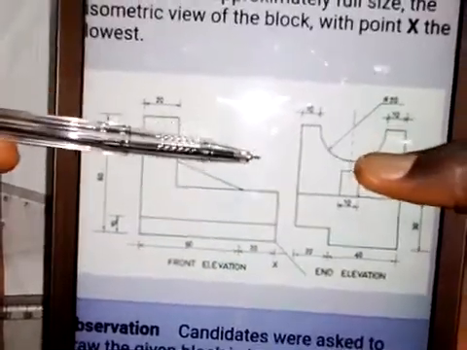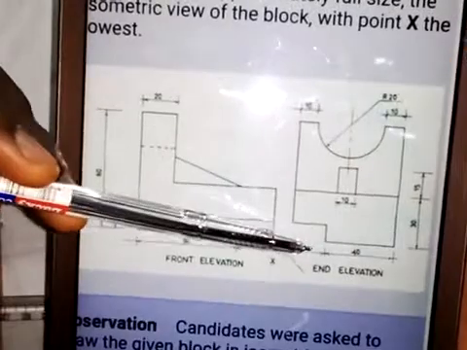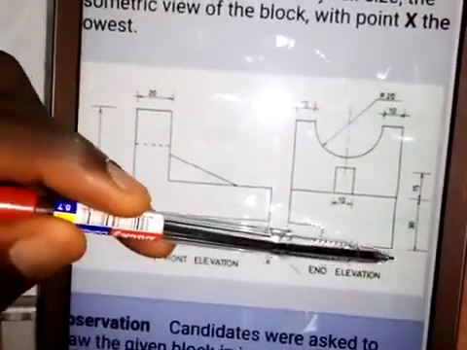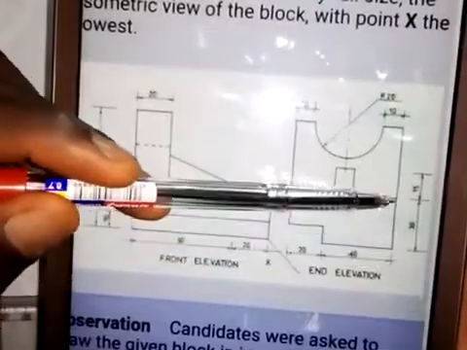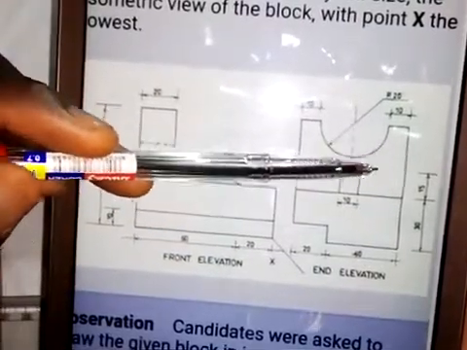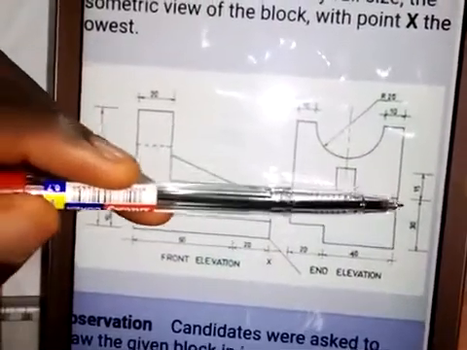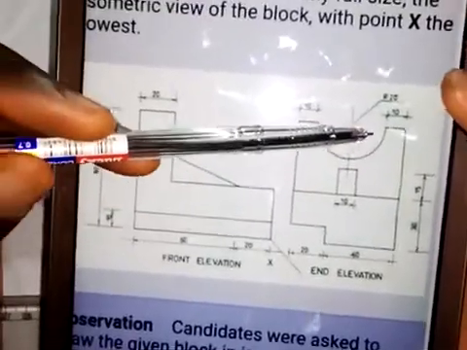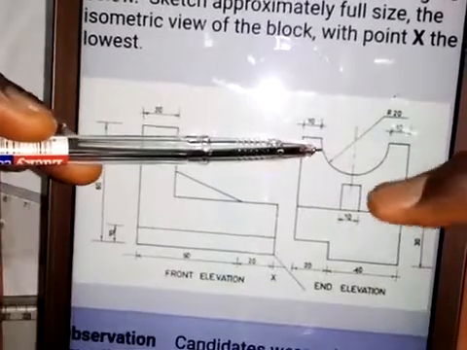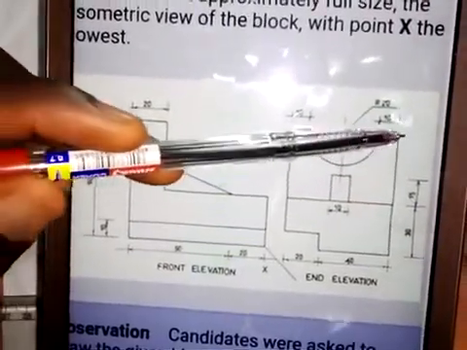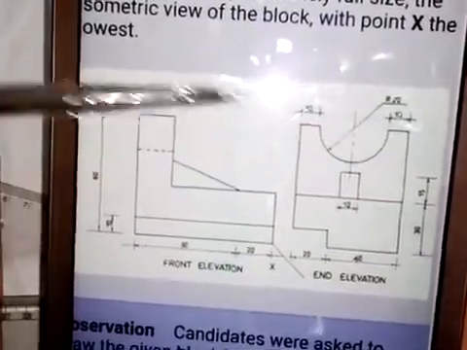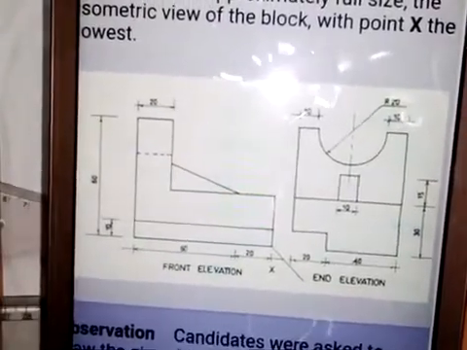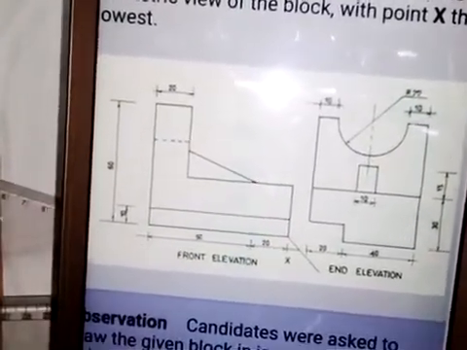Then coming to the end elevation, we have the distance from this point to this point to be 20, and from here to here to be 40. Distance from here to here is 30, and from here to here is 15. That is for the web. So the web, the distance from here to here is 15 millimeters. Then the semicircle, the radius is 20 millimeters. Distance from here to here is 10, and from here to here is also 10. So we're going to put this part together to obtain an isometric view of this object.